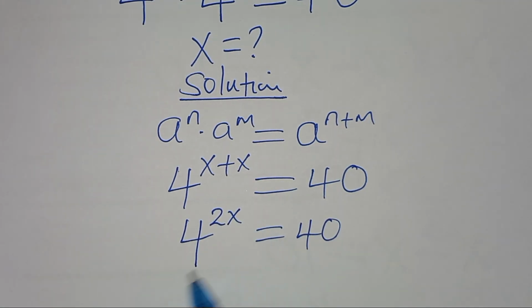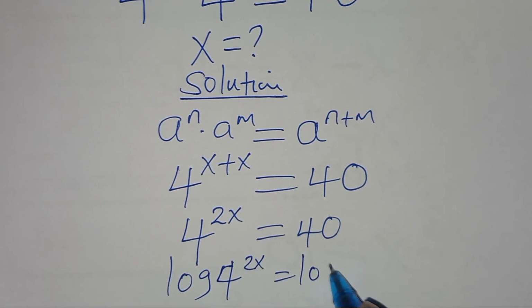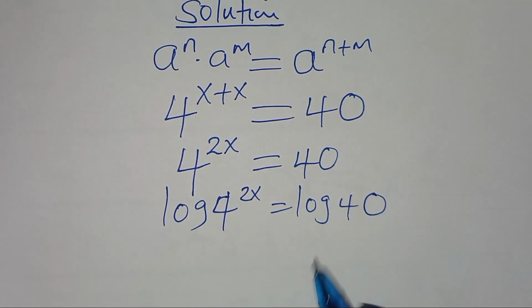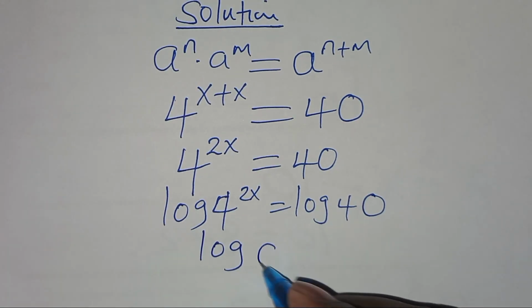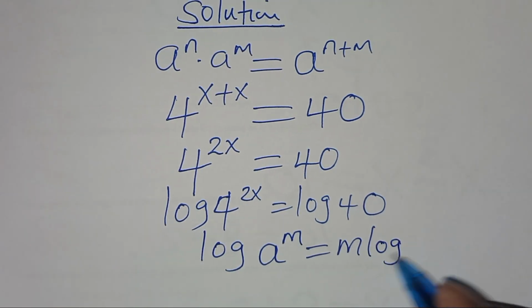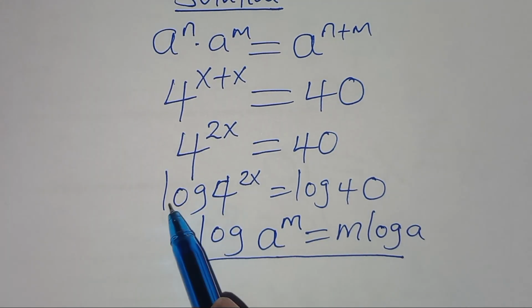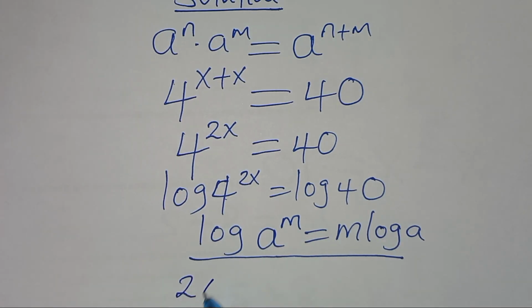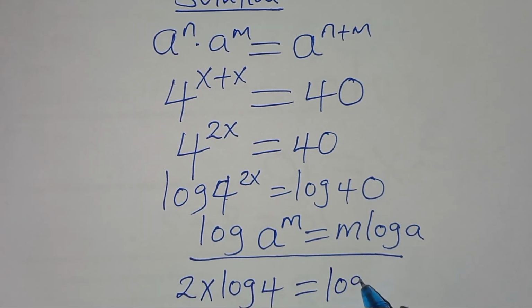So to solve for the value of x, we introduce the natural logarithm on both sides. So log 4 to power 2x is equal to log 40. The next step from here, we have that log 4 to power 2x is in the form of log a to power m, which we can express as m log a. So applying this power rule property, we find that log 4 to power 2x can be expressed as 2x log 4. This is equal to log 40.